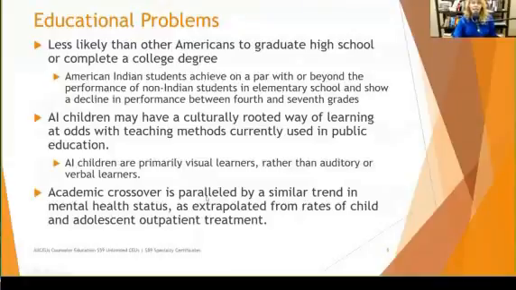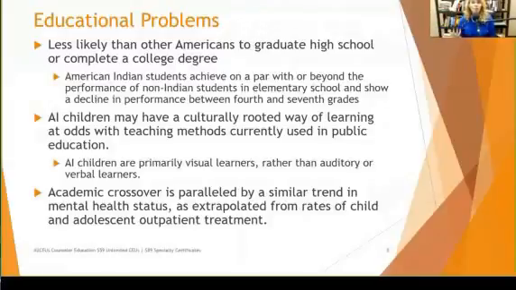Native Americans and American Indians are less likely than other Americans to graduate high school or complete a college degree. Now, it's important to recognize that American Indian students achieve on par with or beyond the performance of non-Indian students in elementary school. So they are doing fine. They're just trucking along. And then all of a sudden they hit middle school and it comes to a screeching halt. And they start to show a decline in performance between 4th and 7th grades.